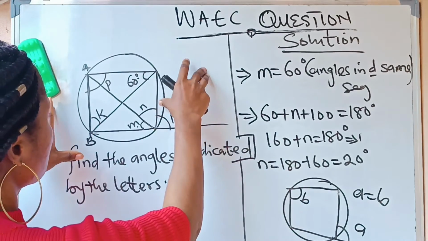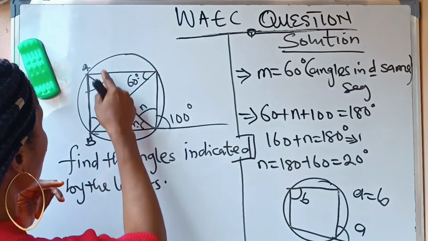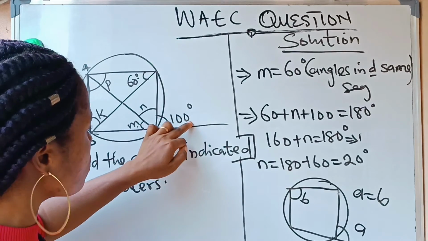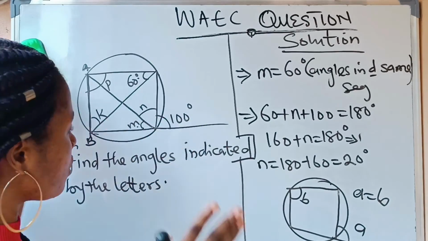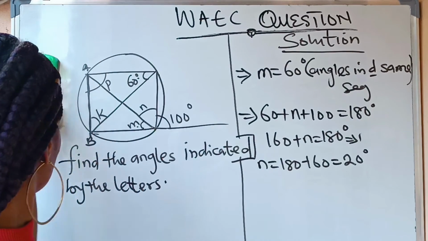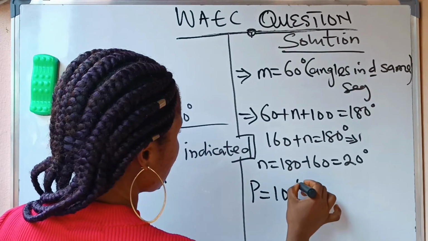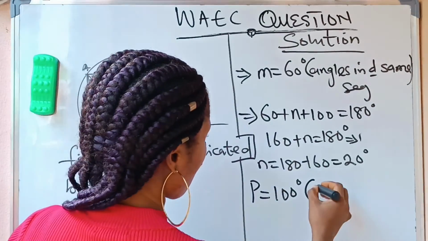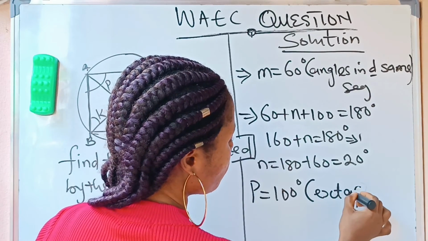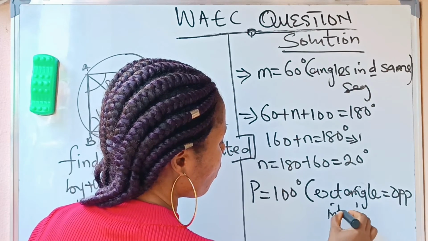Now let us relate it to this. This outside angle of this cyclic quadrilateral, 100, is opposite to this P. You can see that. So this P is equal to 100 degrees. The reason is what I just gave you. So we can write that P is equal to 100 degrees. The reason: the exterior angle of a cyclic quadrilateral is equal to the opposite interior angle.